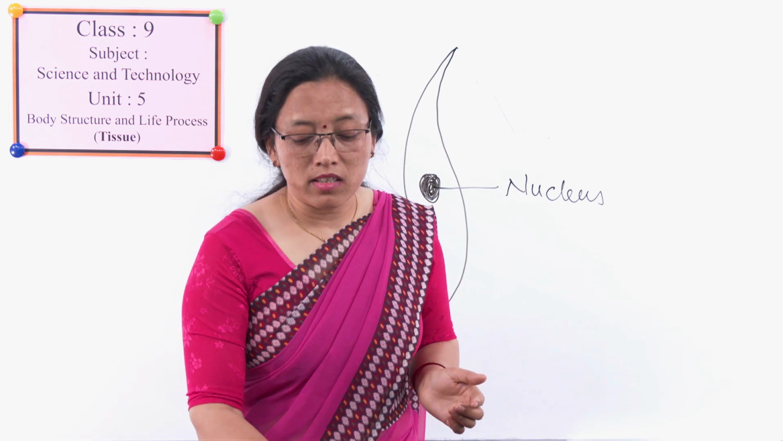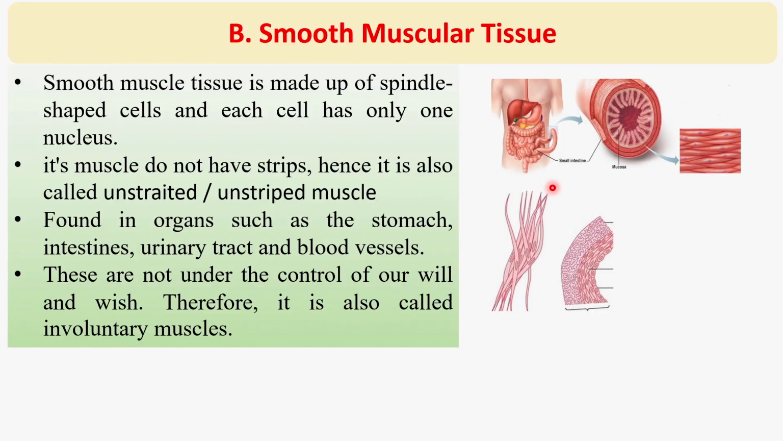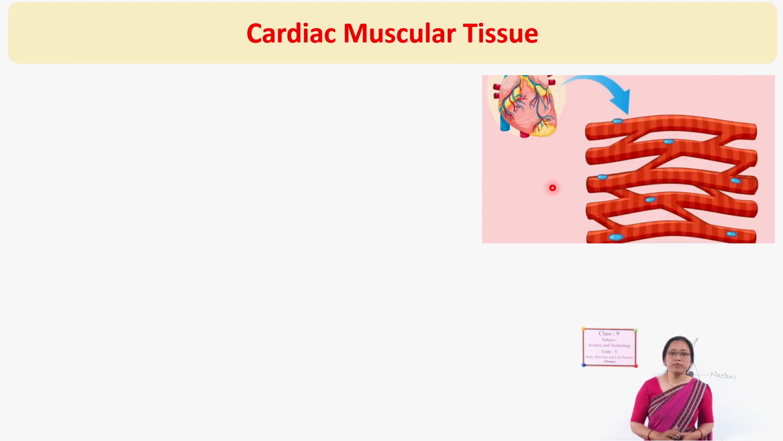So because of that, it is also called involuntary muscle. And the next one is cardiac muscle, or cardiac muscular tissue. Cardiac itself indicates the heart. Those muscular tissues which are exclusively present in the heart, that means the wall of the heart, are called cardiac muscular tissue, or simply cardiac muscles.